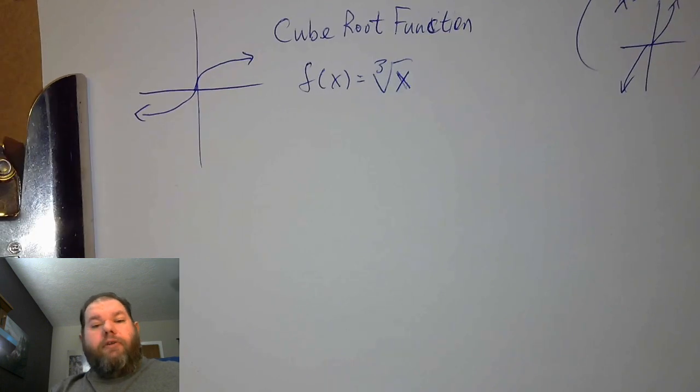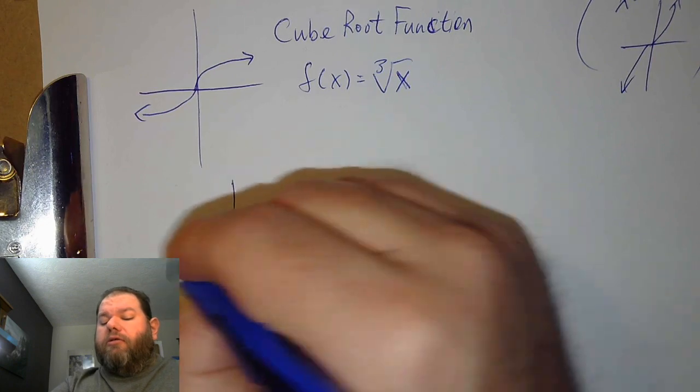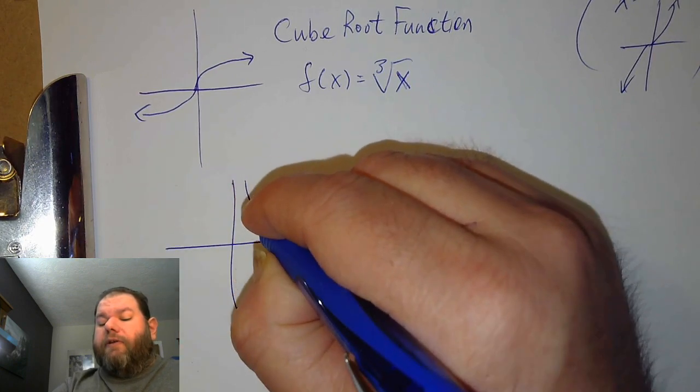There's a few other ones we have that are considered special graphs, separate from those. They don't fit kind of our hierarchy of like polynomials versus root functions. We have the basic rational function, which looks like this.